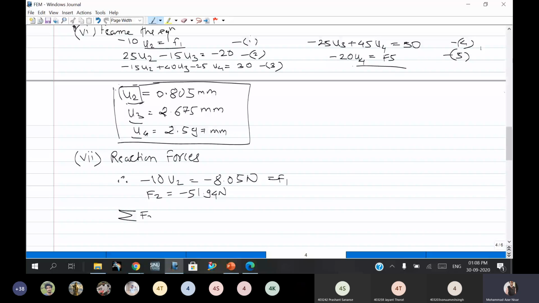Summation of Fx, because it is in the x direction only, should be equal to F1 plus F2 plus F3 plus F4 plus F5. The addition of all these forces should be equal to, I think it will be 0.01, so that is equal to 0. If it is 0 point something, then it is equal to 0, and hence our system is balanced. Hence it is safe.